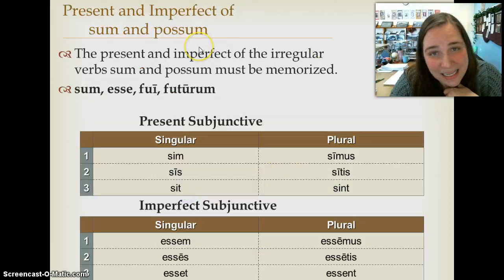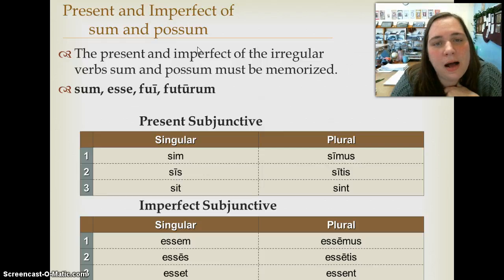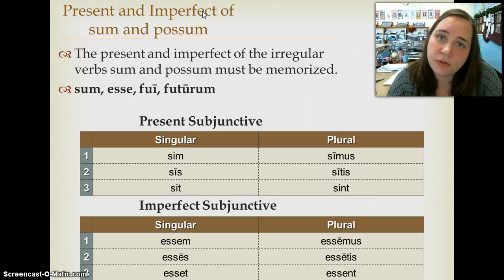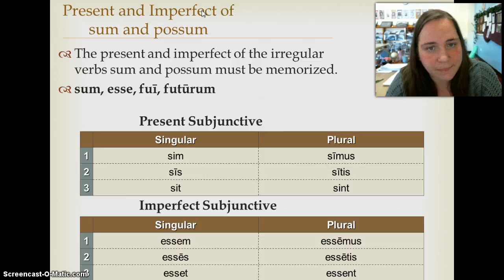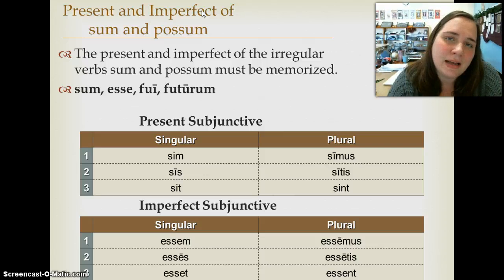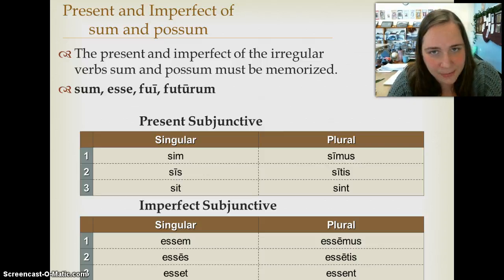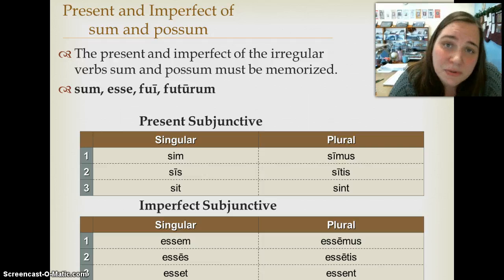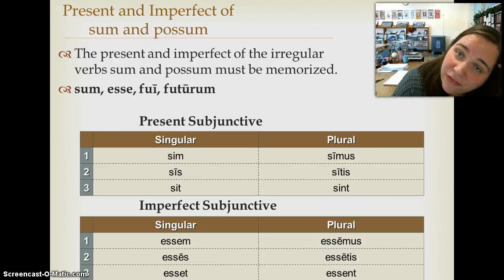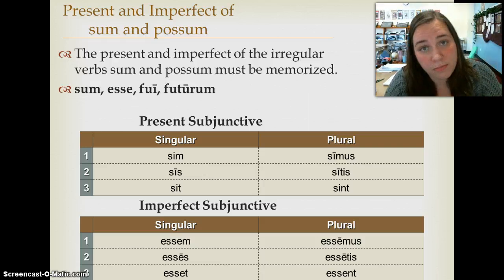Okay, the next thing that we have to learn is how to form the present and imperfect of the irregular verbs sum and its compound possum. Just like in the indicative, in the subjunctive, sum and possum are irregular and they just have to be memorized. You just have to know what they are. Also, just like the indicative, possum really is a compound of sum. And so if you know sum, you know possum.